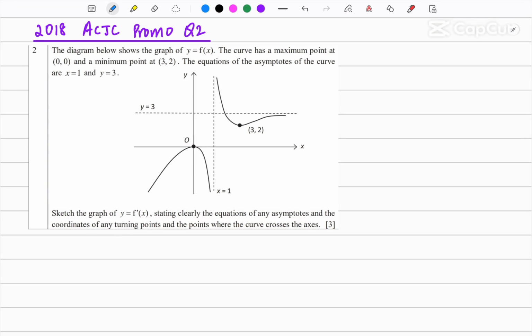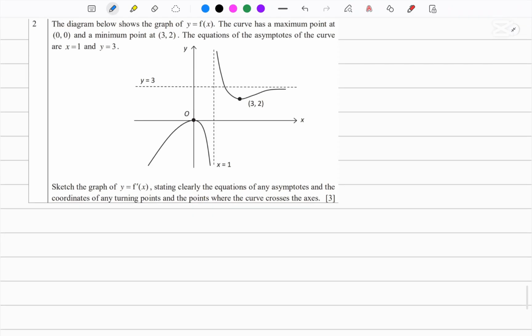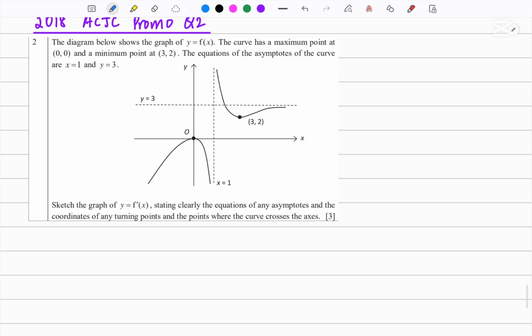Okay, so for question 2, the diagram below shows the graph of y equals f(x), and it has all those details. Sketch the graph of y equals f prime x. Okay, so this is one of our graphing transformations that we need to know, okay? How to draw first derivative sketches.